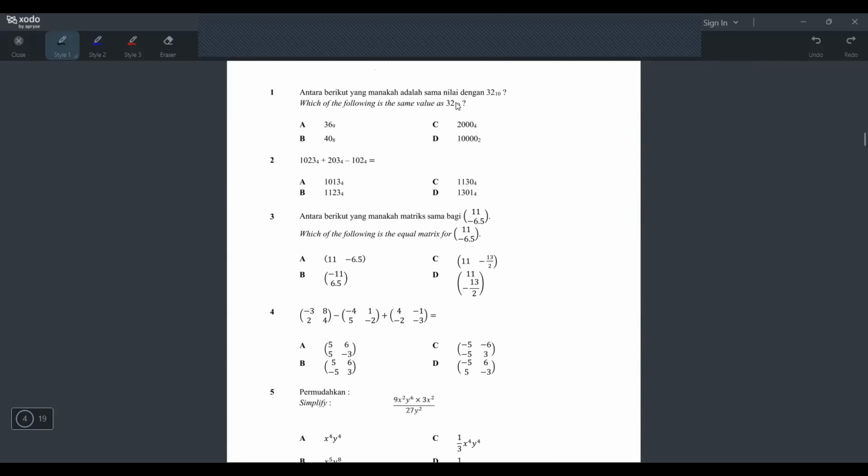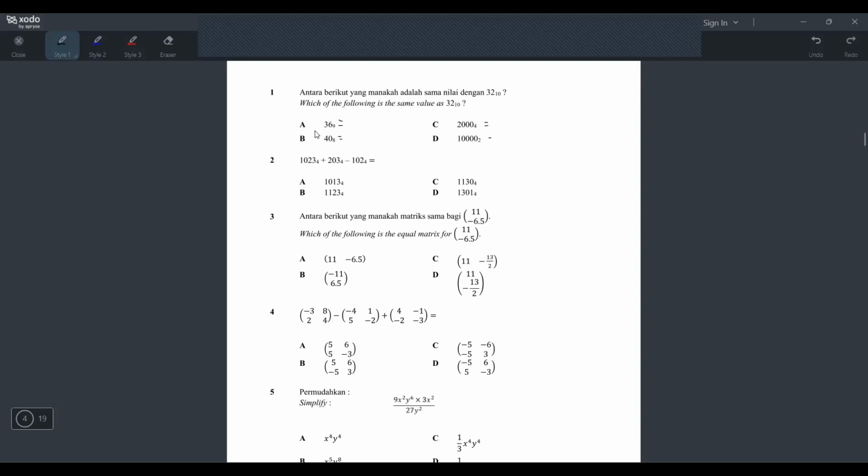There is one way where I can convert this base 10 number to base 9, and then convert to base 8, convert to base 4, convert to base 2, and then see which one matches. But if I do it like this, it's very slow. There's a faster way to do it. Instead of converting 32 to base 9, 8, 4, 2, I will do it in reverse.